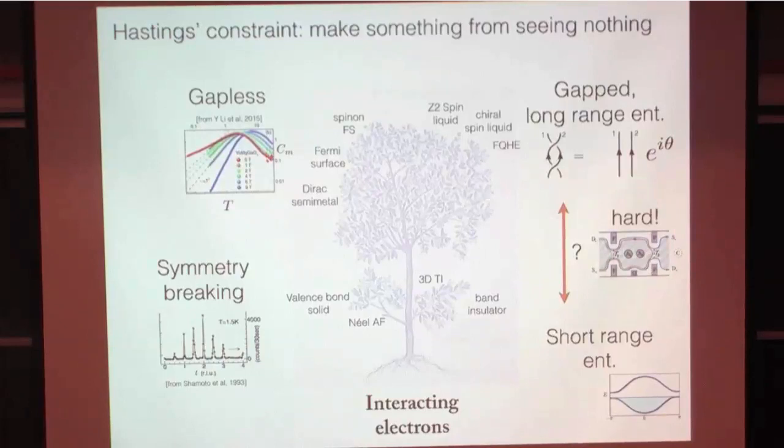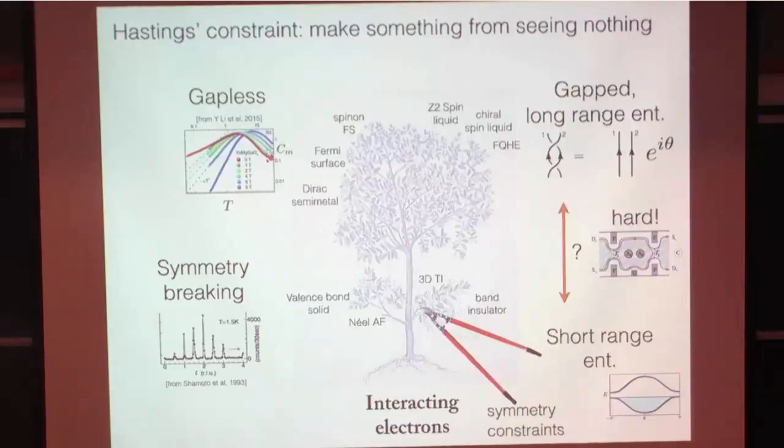But why are we trying to do this? Well, part of the reason is because we know from, for instance, this Hastings constraint that for some of these materials, these symmetry constraints actually tell us it couldn't be short-range entangled. So we know in these materials it should be long-range entangled, and that gives us the fortitude to keep trying these experiments.